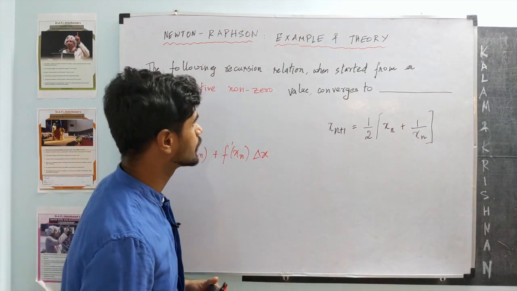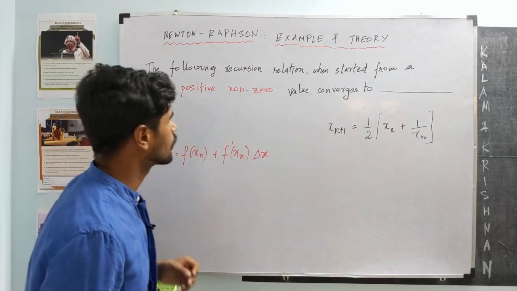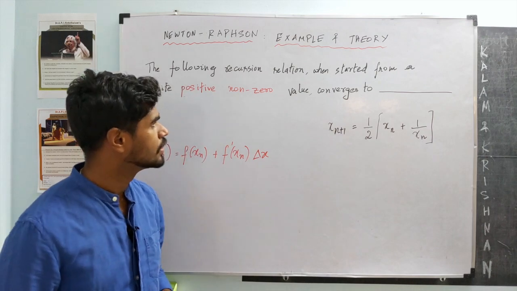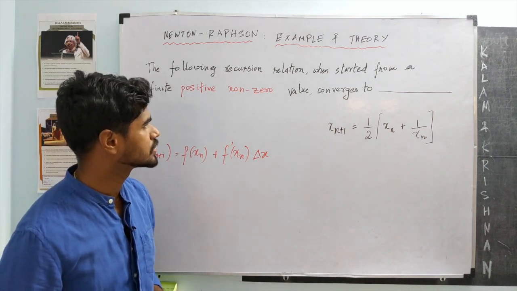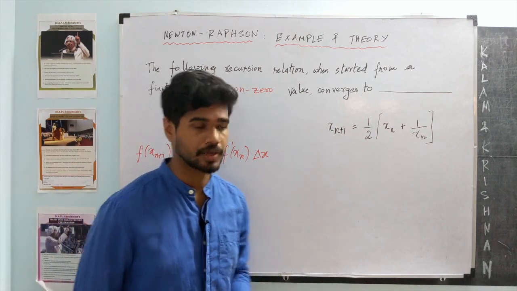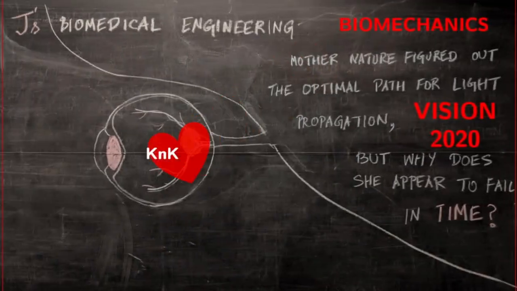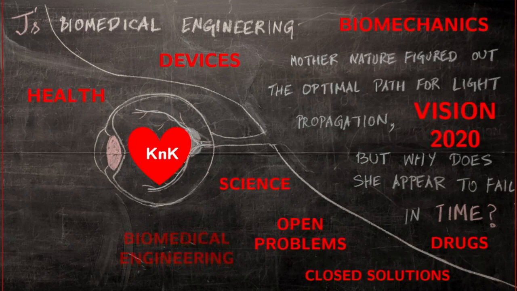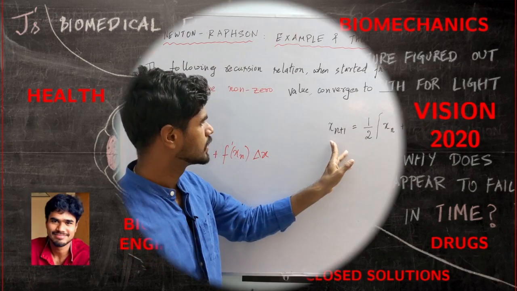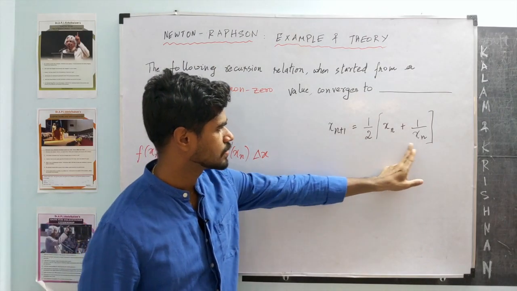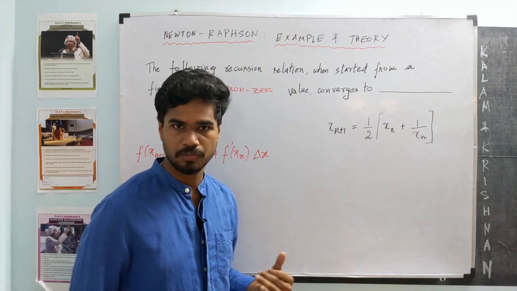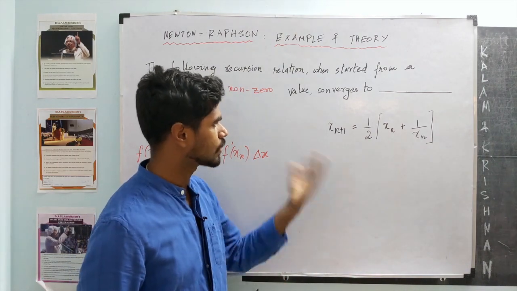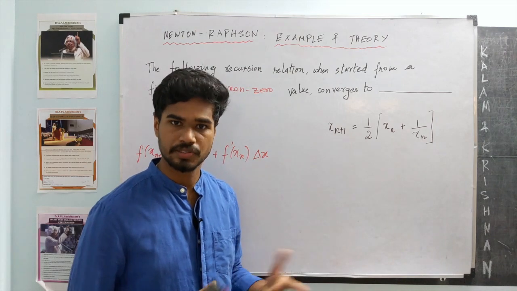The problem that we are going to look at is the following: the recursion relation, when started from a finite positive non-zero value, converges to dash, where the recursion relation is x_{n+1} = 1/2 (x_n + 1/x_n). So let's first understand the question, then let's solve the question, and then let's go to the theory.